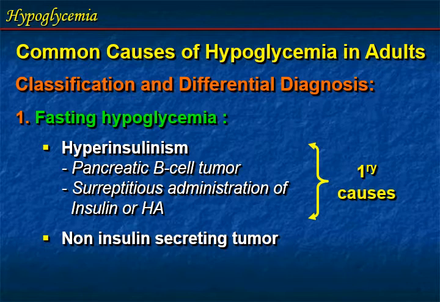So, fasting hypoglycemia primary causes are either due to increased insulin secretion or factitious insulin administration: an endogenous one, such as a pancreatic beta cell tumor, insulinoma, or self-administration of insulin and oral hypoglycemic agents in the factitious form, and the non-insulin secreting tumors. In these tumors, the tumor secretes a substance which looks like insulin and exerts its action. It looks like a paraneoplastic syndrome.